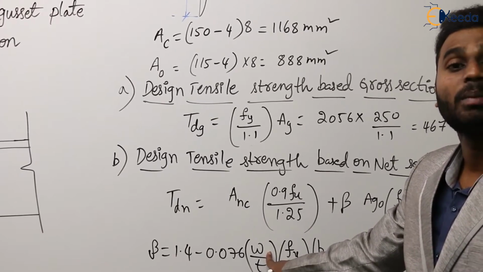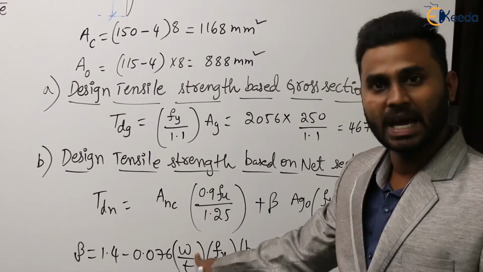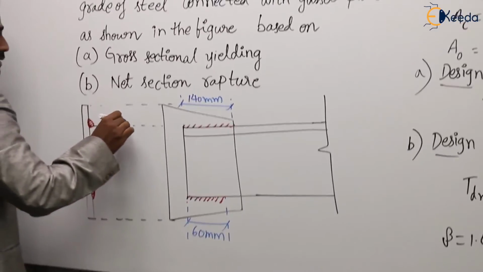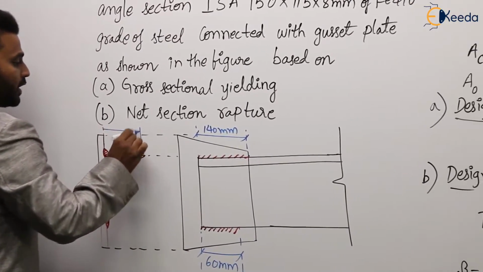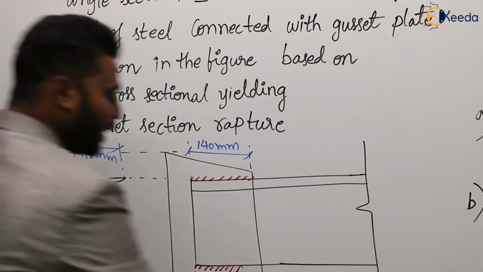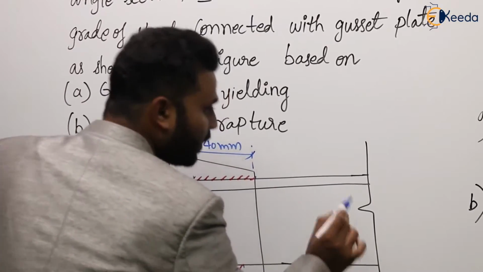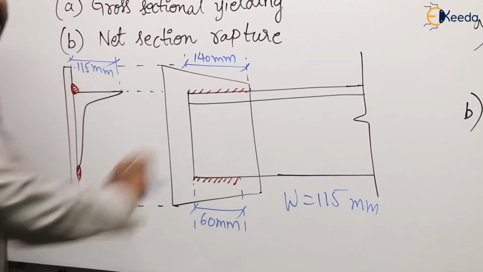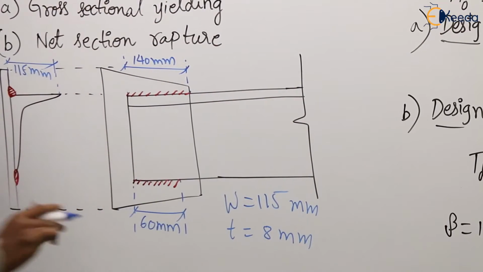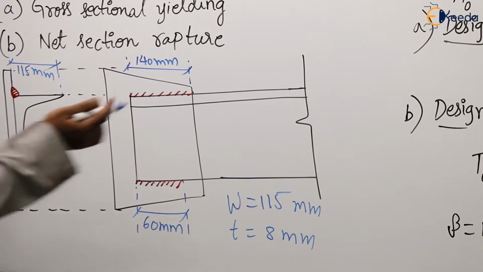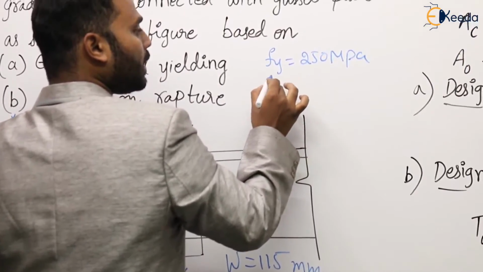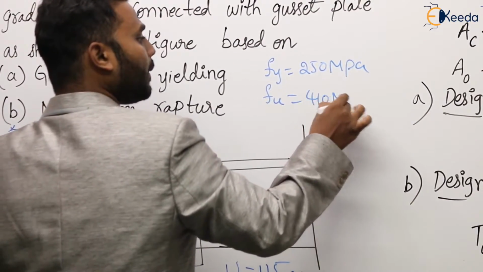Now what is W? W is nothing but the width of the outstand. Agree or not? So in this case, the width of the outstand is 115, that is given. So W is 115 mm. Clear? And T is the thickness of the angle. How much? It is also given. T is equal to 8 mm. Next, Fy and Fu we know. Fy is 250 MPa and Fu is 410 MPa.